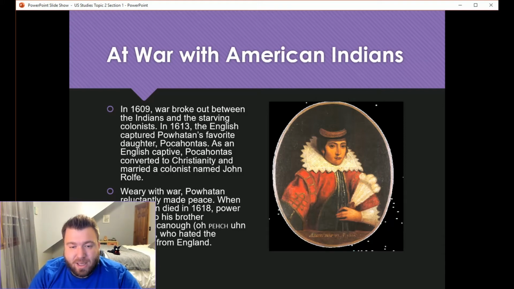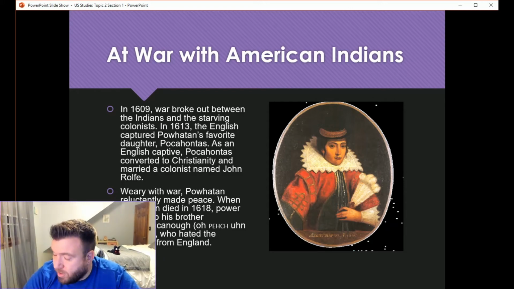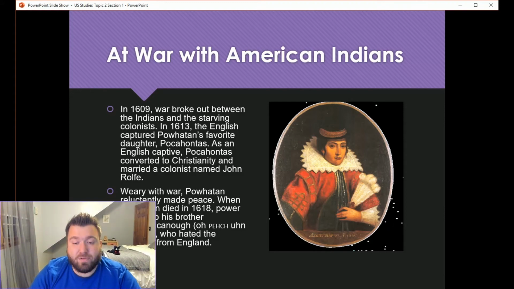So Powhatan, he fought with the colonists for nine years, and he was already an old man whenever this started, and he's getting tired, and he's like, you know what? We'll make peace. We just want to have peace. We want to get back to our way of life. Fine. If these colonists want some of this land, they can have it. We'll just move elsewhere. I just want to live in peace. So even though he didn't like it, he wanted to end all the fighting. So he makes peace. Sadly, he passes away in 1618, and power passes to his brother, Opecuncono, who hated the invaders from England.